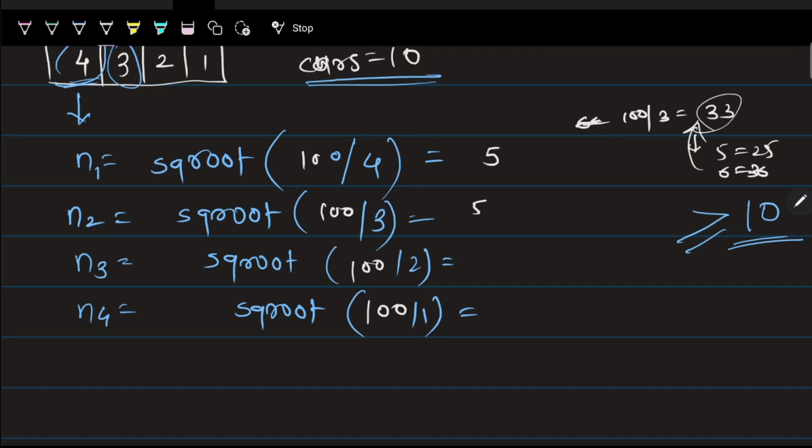What is the square root of 100 by 2? That is 50. The square root of 50 is somewhere around 7, I will take, because 7 squared is 49. The square root of 100 is 10. So what is the total coming up? Again greater than 10, of course, because one alone is a 10. So yeah, again this is returning true.